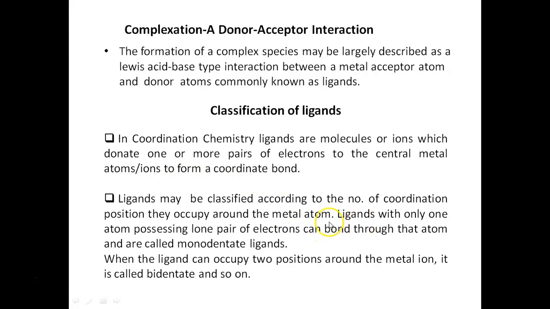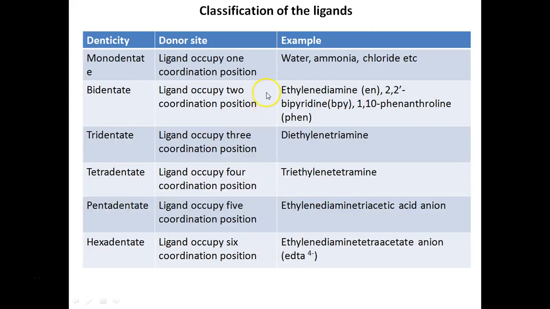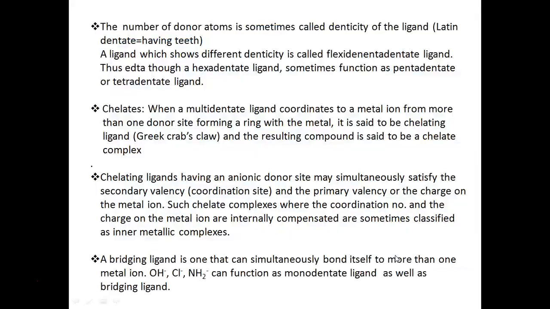If they occupy only one position, then it is monodentate. If two, then it is bidentate. If three, then it is tridentate, and so on. So on the basis of denticity, they have been classified in this way. Monodentate has only one lone pair of electrons, bidentate has two lone pairs, tridentate three, etc. Hexadentate is represented by the ethylenediaminetetraacetate anion. The number of donor atoms is sometimes called the denticity of the ligand. A ligand which shows different denticity is called a flexidentate ligand. Thus EDTA, though a hexadentate ligand, sometimes may function as a pentadentate or tetradentate ligand.